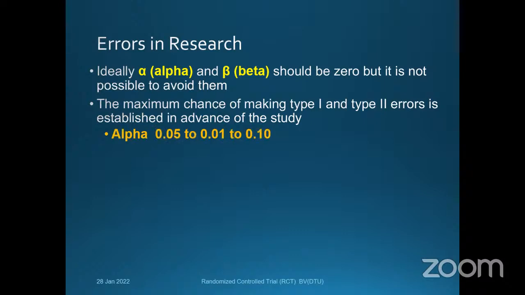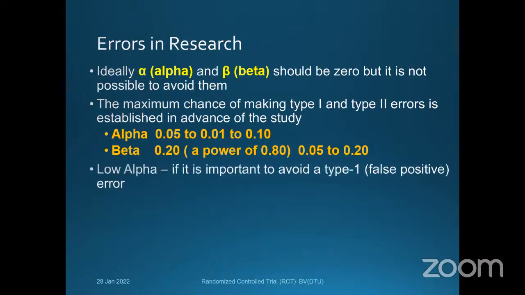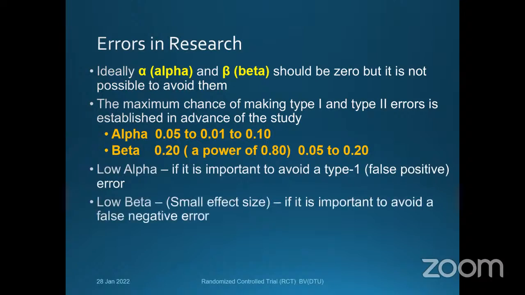Alpha is kept at 0.05, ranging from 0.01 to 0.10, and beta is 0.20, a power of 0.80. So it can vary between 0.05 and 0.20. With a low alpha, it is important to avoid a type 1 false positive error, and with a low beta and small effect size, it is important to avoid a false negative error. So depending on the situation, we want to minimize these false positive and false negative errors.